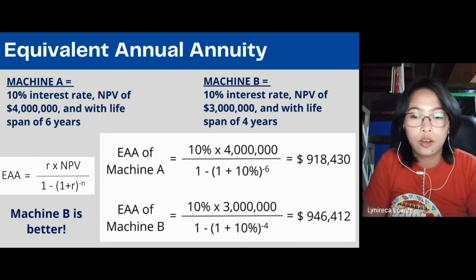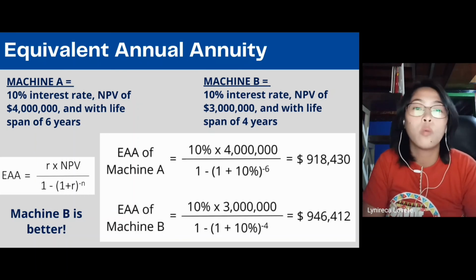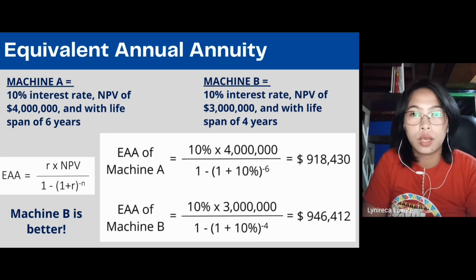So the EAA of the machine A is equal to 10%, which is the interest, times $4,000 divided by 1 minus (1 plus 10%) to the power of negative 6. Then it comes to a total of $918,430. While the machine B is 10% times $3,000 divided by 1 minus (1 plus 10%) to the power of negative 4, for 4 years. So it comes to a total of $946,412.